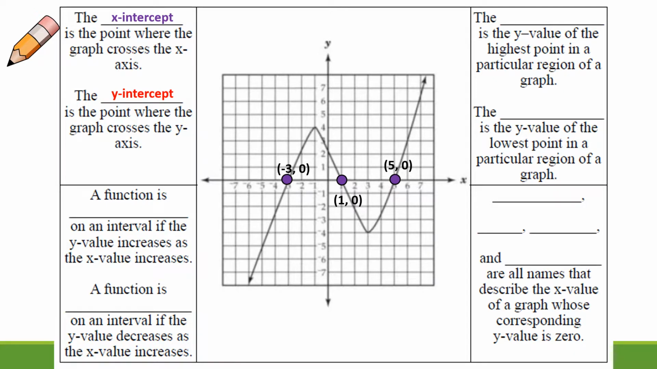Next we're going to talk about the y-intercept. The y-intercept is the point where the graph crosses the y-axis. And in this example, it's the point (0, 2). Intercepts are something that we should be familiar with, but if we're not, that's a quick recap.